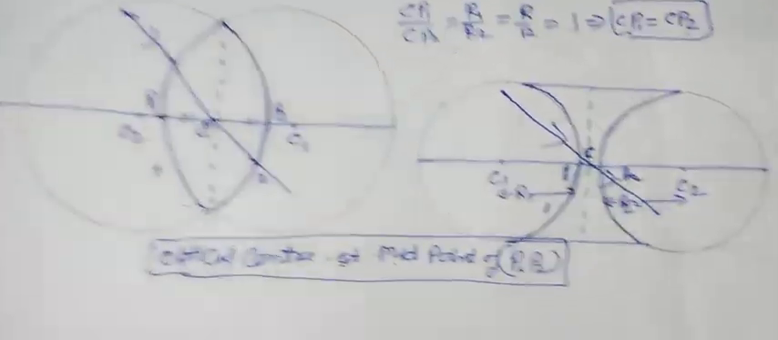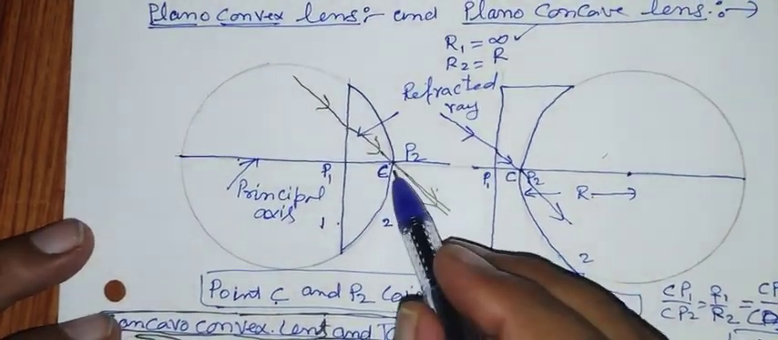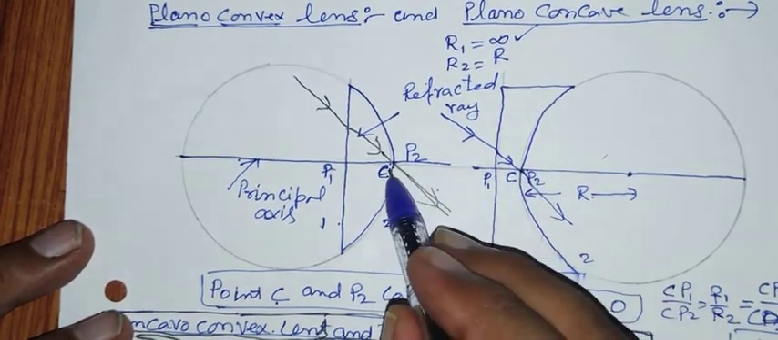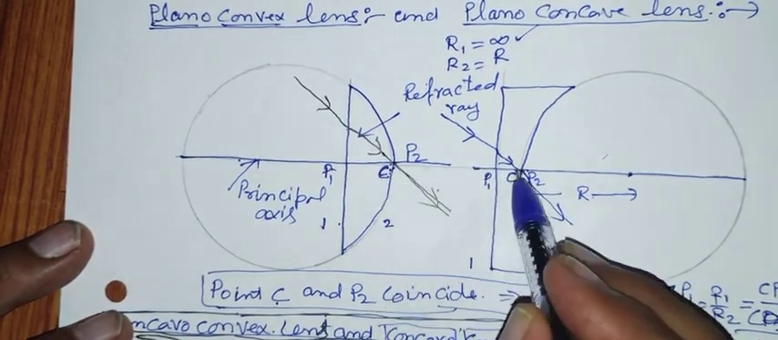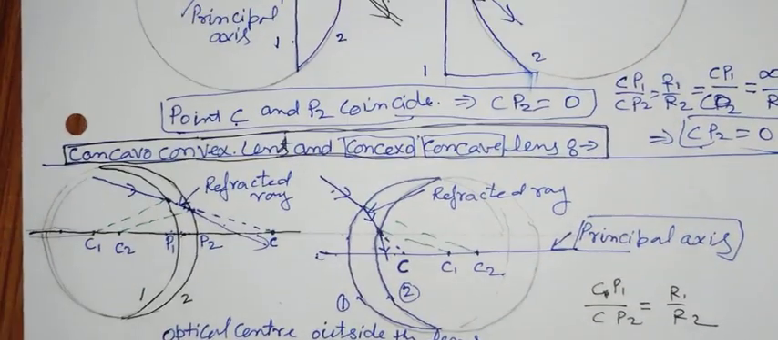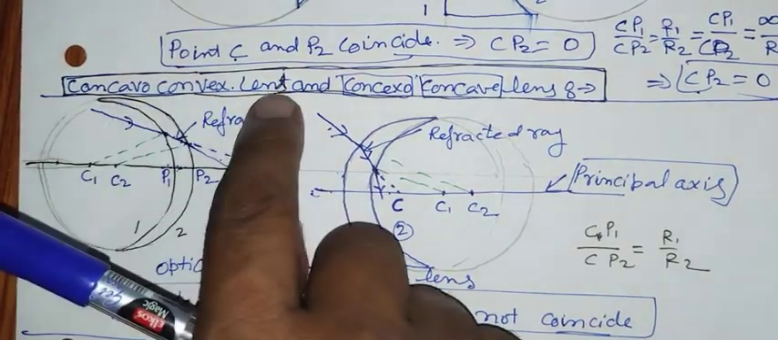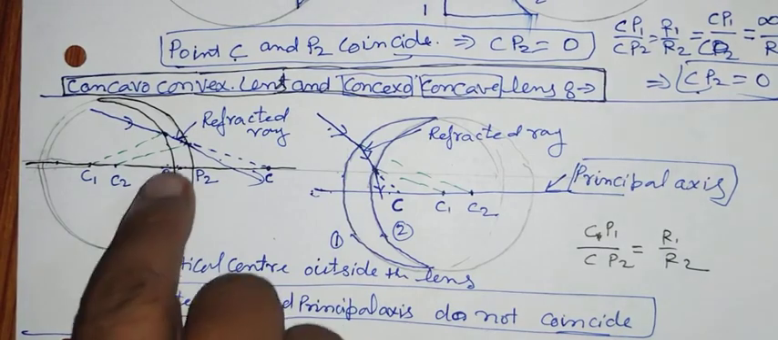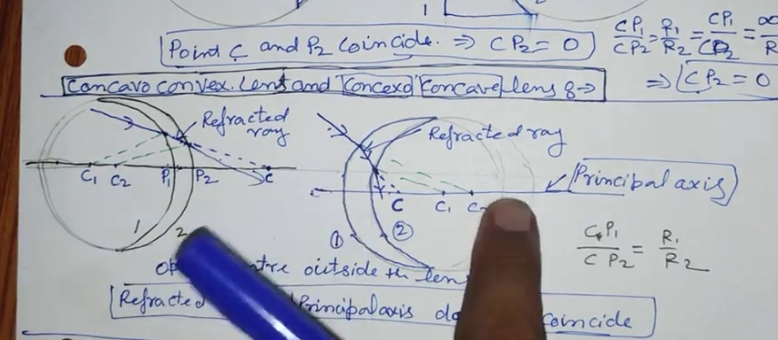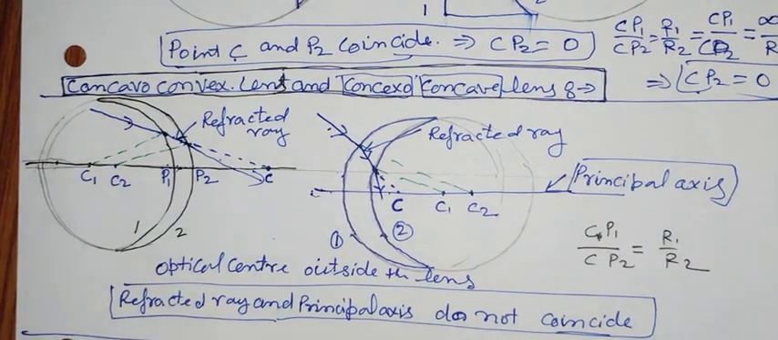But see here, when it is a plano-convex lens, the optical center lies on the surface in both cases, whereas in the concavo-convex lens and convexo-concave lens, it does not lie inside the lens. It appears on the principal axis outside the lens.